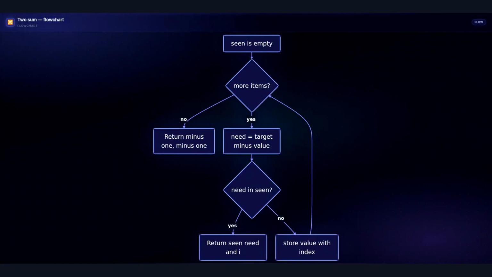For each value, we compute the partner it needs and check the map. If the partner is there, we return both indices. If not, we store the current value and continue, ending in minus ones if nothing adds up.